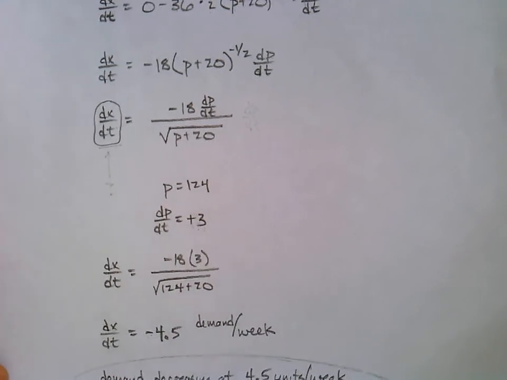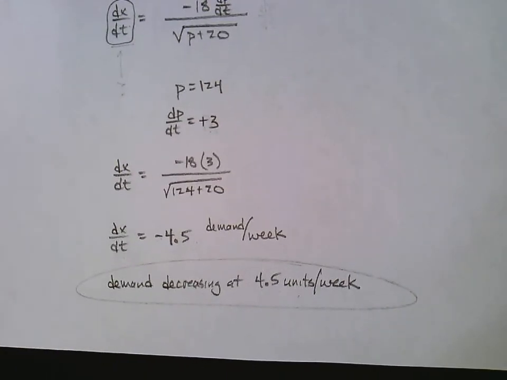So positive 3. Okay. That is related rates. That's 3.6. Good luck in the homework. Come visit office hours if and when you get stuck. Good luck.